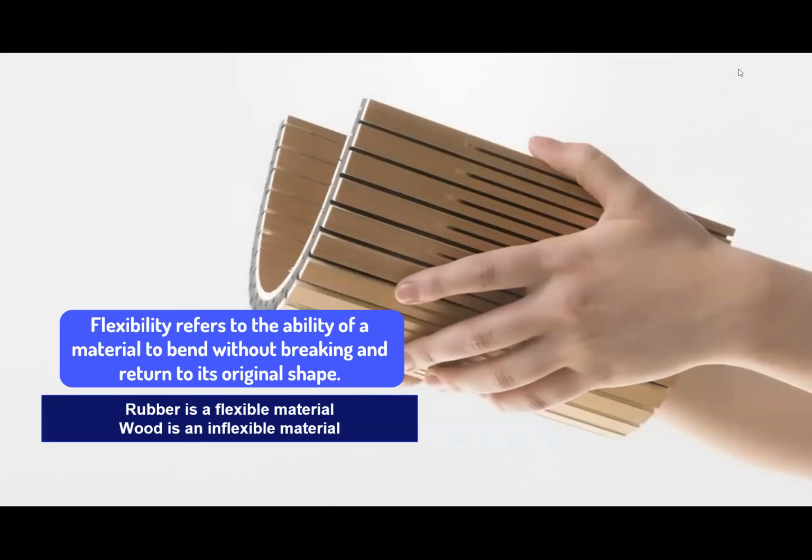All right, next. Flexibility refers to the ability of a material to bend without breaking and return to the original shape. One example is rubber. No matter how you stretch it, it will go back to the original shape. So rubber is a flexible material. Wood, on the other hand, is an inflexible material.